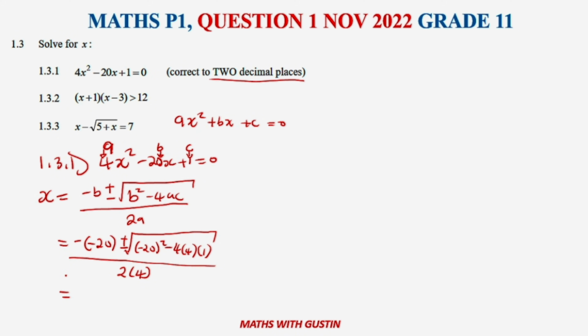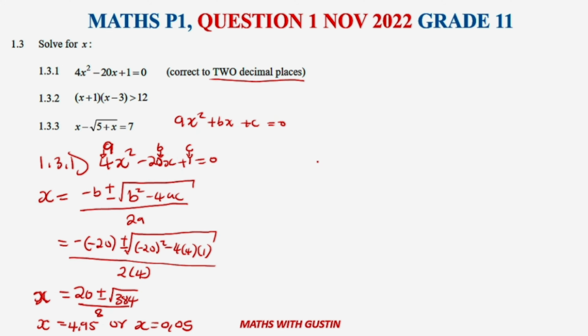Now if you put this in your calculator, you should be able to get x. x is equal to positive 20 plus or minus the square root of 384, divided by 8. Therefore x in our calculator, with the plus, is going to give us 4.95, or with the minus, x is equal to 0.05. And that's how you deal with this question, using the quadratic formula to solve for x.